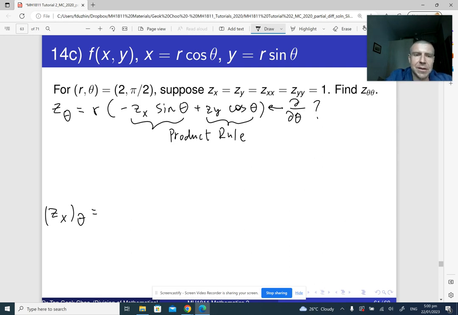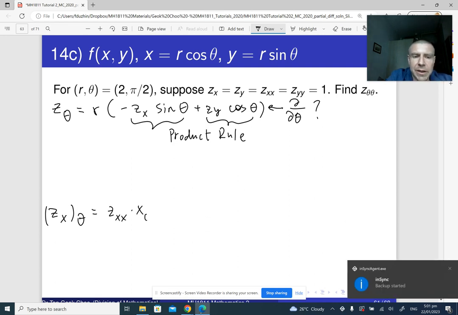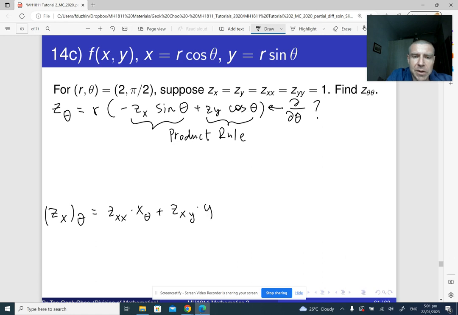According to the chain rule, how do we do this? We first differentiate zx with respect to x times the partial derivative of x with respect to theta, right? Plus we take our zx, differentiate with respect to y, and then times the derivative of y with respect to theta. Okay, so zxx, we know it's 1. So this 1 times x theta, and this is my x. Its derivative with respect to theta is really minus r sine theta, plus zxy. We don't know what zxy is, so we can't simplify it any further, times the partial derivative of y with respect to theta, and this is r cosine theta.